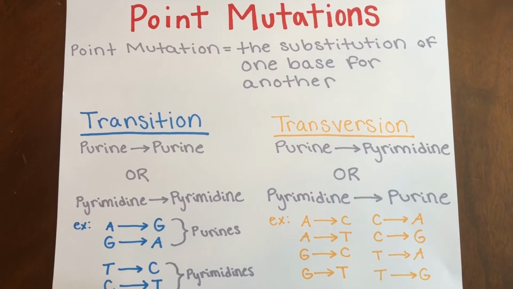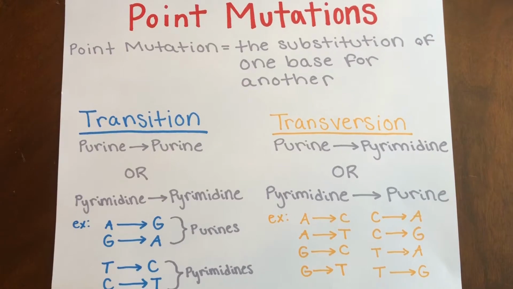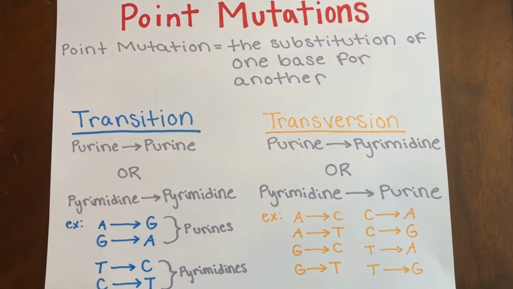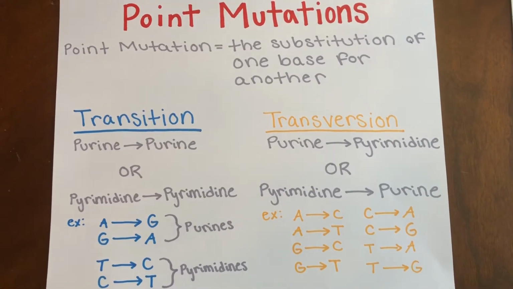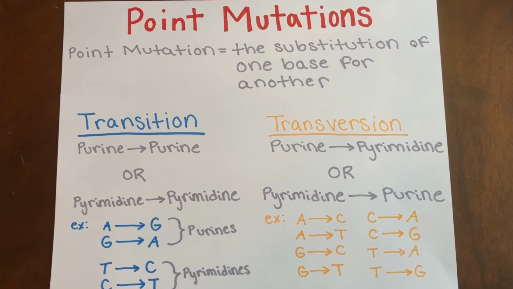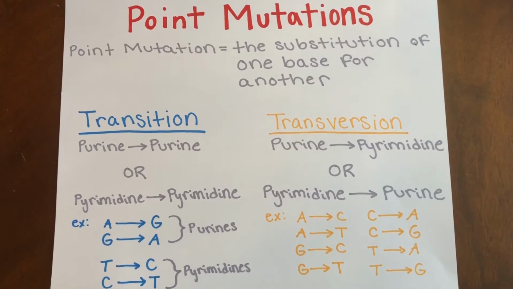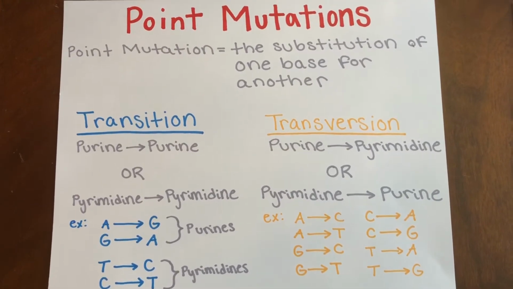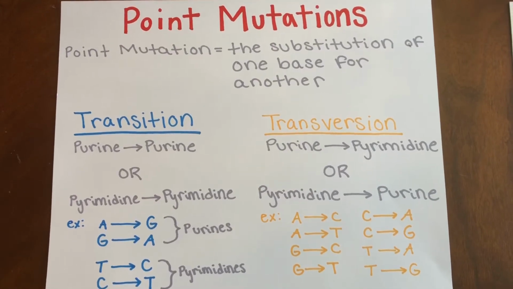Transition involves the substitution of a purine for a purine or a pyrimidine for a pyrimidine. Our purines are adenine and guanine, and our pyrimidines are cytosine and thymine, shown in the examples below on the left. On the other hand, a transversion involves the substitution of a purine for a pyrimidine or a pyrimidine for a purine.